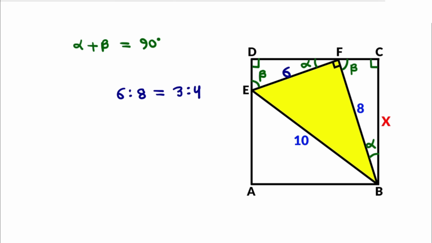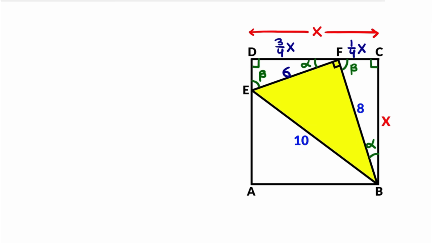In the left triangle, the side opposite angle beta is DF. Therefore, DF equals 3/4 of X. The entire top side of the square, DC, also has length X. So, FC equals X minus 3/4 of X, which is 1/4 of X. Now we're ready for the final calculation.